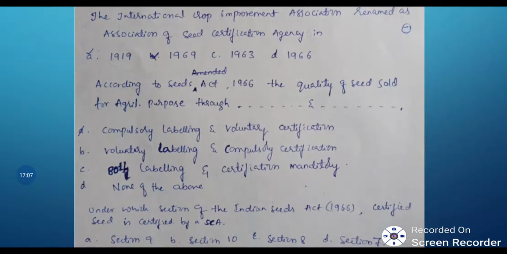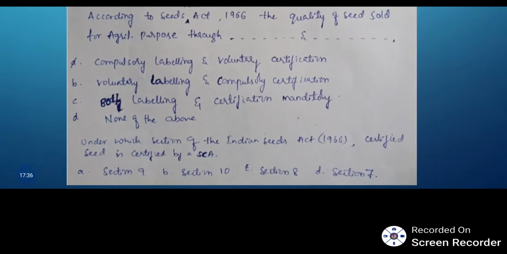Next question is, according to Seeds Act 1966, the quality of seed sold for agriculture purpose through 4 options given here are: A, compulsory labeling and voluntary certification. B is voluntary labeling and compulsory certification. C is both labeling and certification are mandatory, and D is none of the above. And the answer is A here, that is compulsory labeling and voluntary certification.